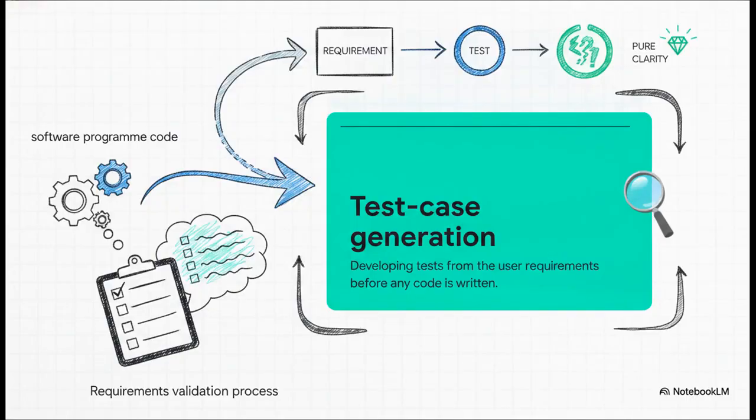Our third technique is test case generation. This literally means devising the actual tests before you write a single line of software program code. It's an integral part of what we call test-driven development. If you sit down to write a test for a specific requirement and you suddenly find that it is completely impossible to design that test, well, that tells you immediately that the requirement itself is flawed or vague or unverifiable. It basically forces pure clarity. So, to recap those, we use formal reviews, executable prototypes, and test case generation to flush out the errors.